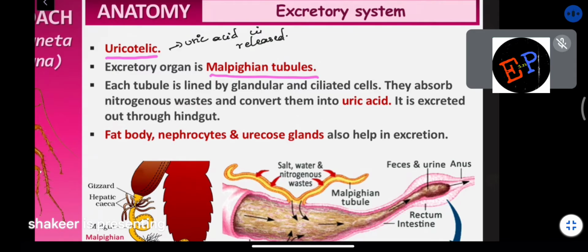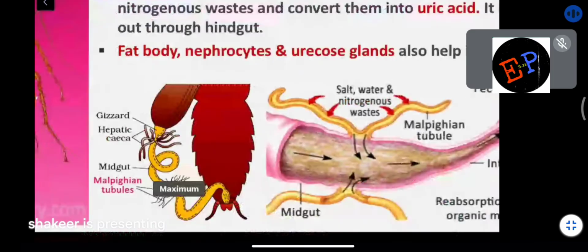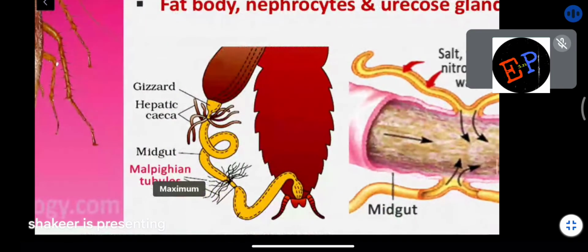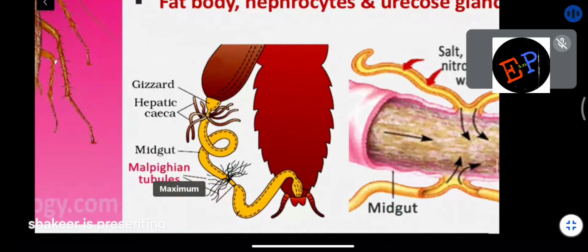Already we have studied this. So each tubule means what? Each Malpighian tubule. So where do we have the Malpighian tubules? Here I have the Malpighian tubules. Clear?